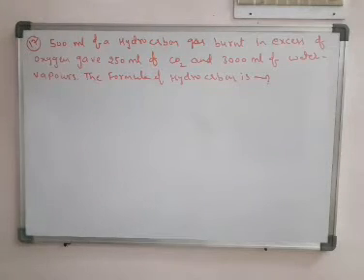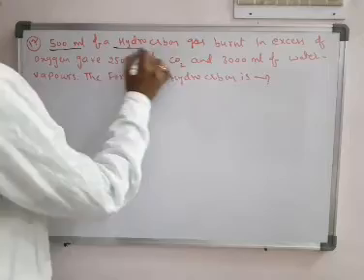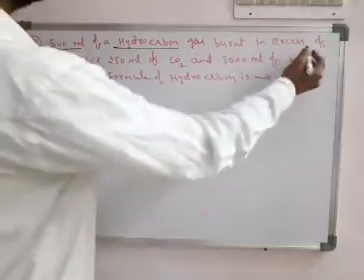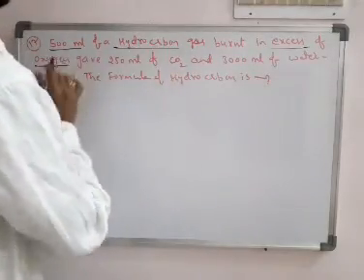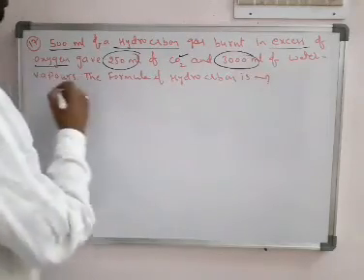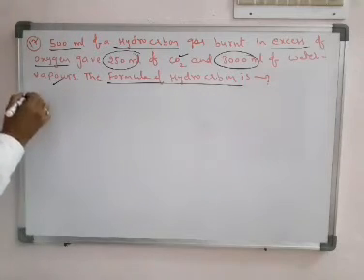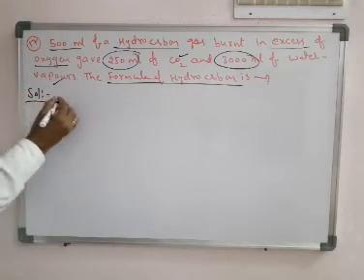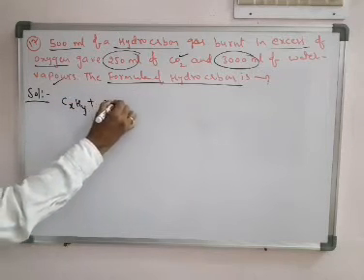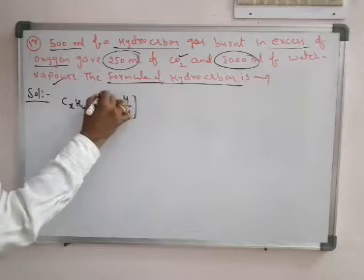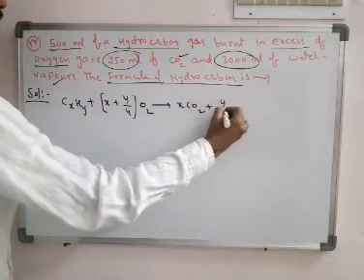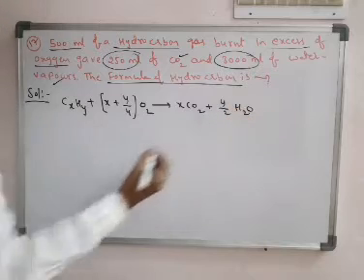Seventeenth problem in our worksheet. 500 milliliters of a hydrocarbon, meaning the compound contains only carbon and hydrogen, is burned in excess of oxygen, which is the combustion of a hydrocarbon. Given 2500 milliliters of carbon dioxide and 3000 milliliters of water vapors, we have to find the hydrocarbon. We know the general formula for hydrocarbon combustion: CxHy plus (x + y/4) oxygen releases x moles of CO2 and y/2 moles of H2O.